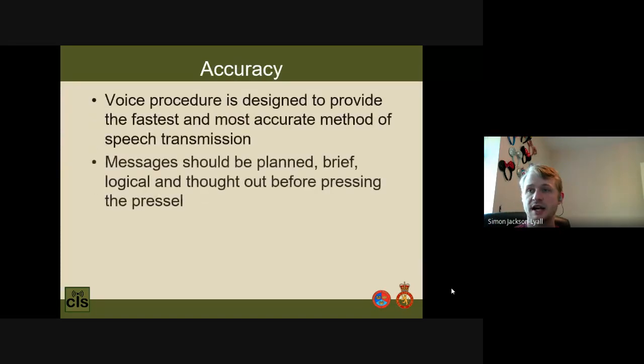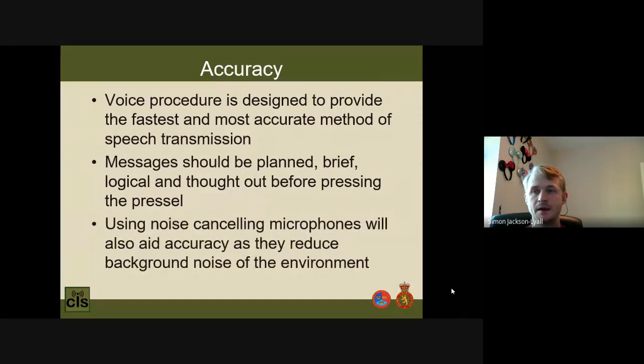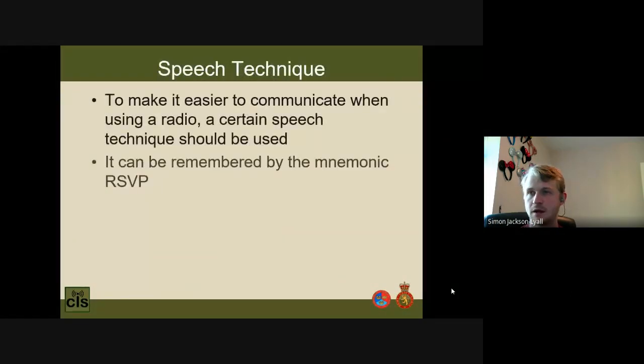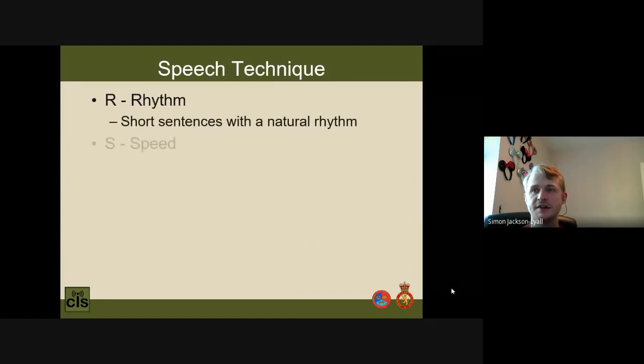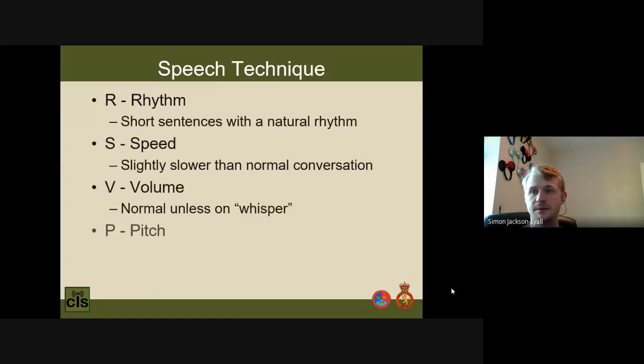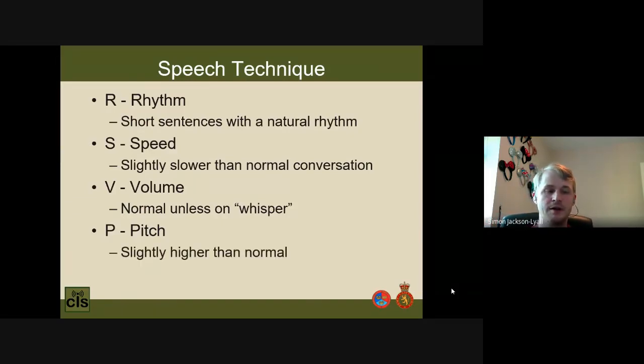So we looked at messages being planned. So you should plan them before you actually press the pressel. Before you transmit, you should know all the words that you're going to be saying. And you're obviously using noise cancelling microphones, which all our radios already have. We used RSVP, so rhythm, speed, volume, pitch. Okay, so just remember those. Those are the ones that commonly come up on the assessment as well. So just remember rhythm, speed, volume, pitch.